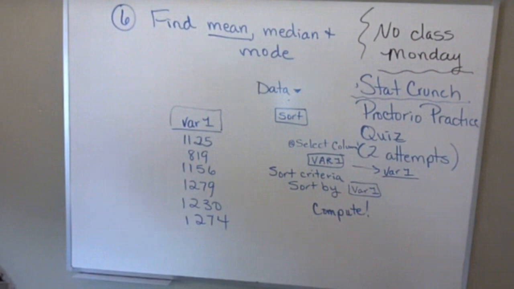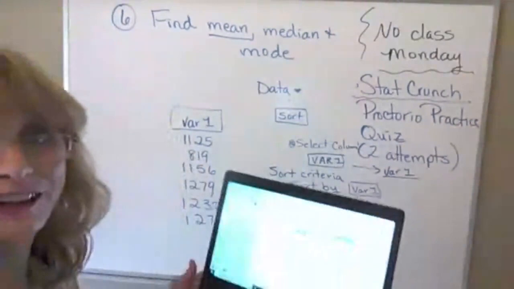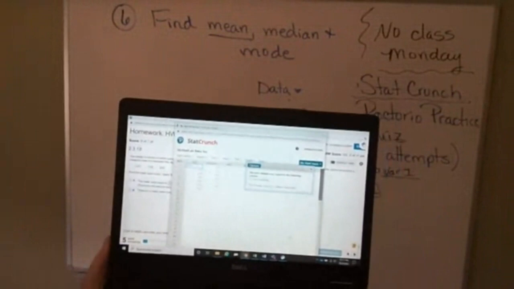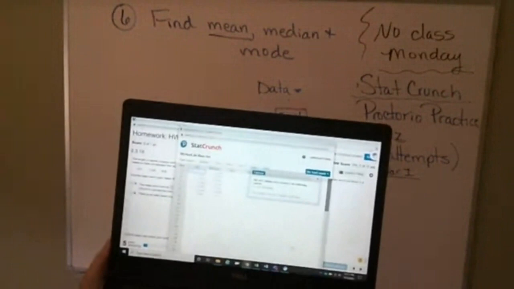So what I want to do is disengage my mouse here so I can hold the screen up and show it to you. You might have to enlarge this. Can you see my screen? This is a weird thing to do. So this is what I have now. Under VAR1 are the original data. Notice it put sorted VAR1 in the second column. And now they're in order for me.